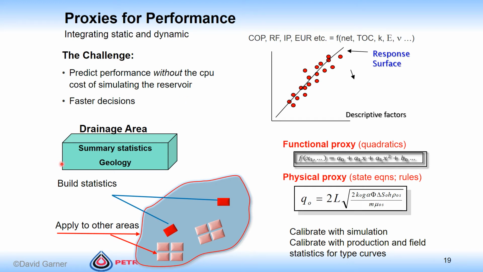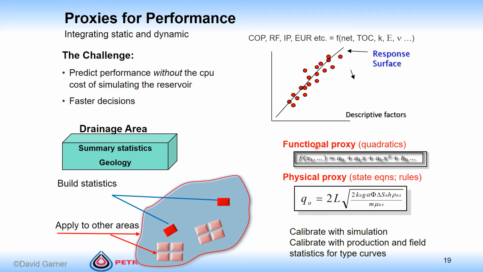And so we'll define some kind of drainage area. We come up with our multivariate statistics. We may have simulation or performance in local areas where we've done the heavy work. And then we take the dependent variables, the descriptive or independent descriptive factors. They're not always independent, but the descriptive factors for other drainage areas of interest, other potential pads, and predict performance.